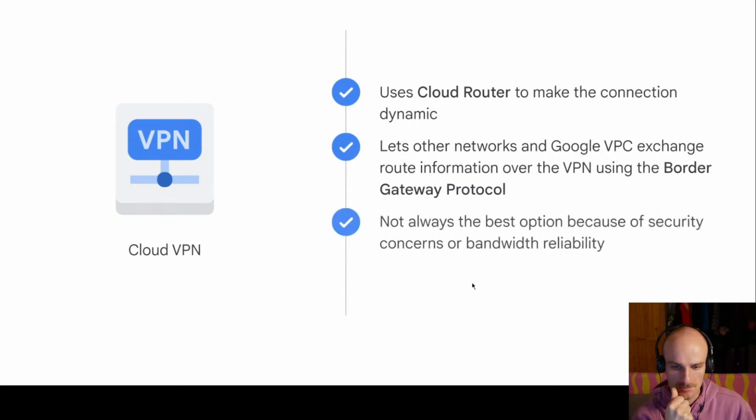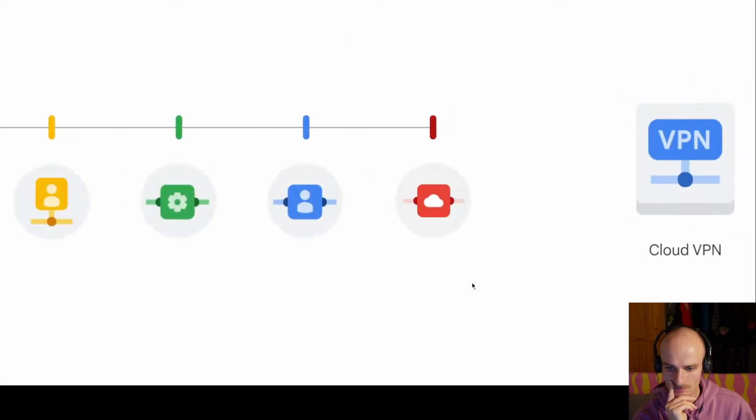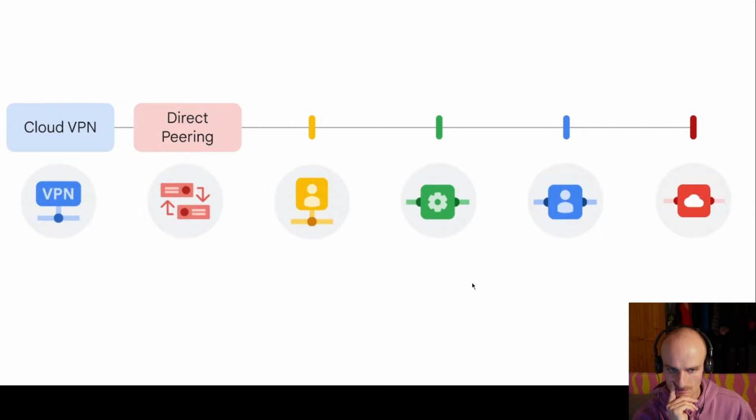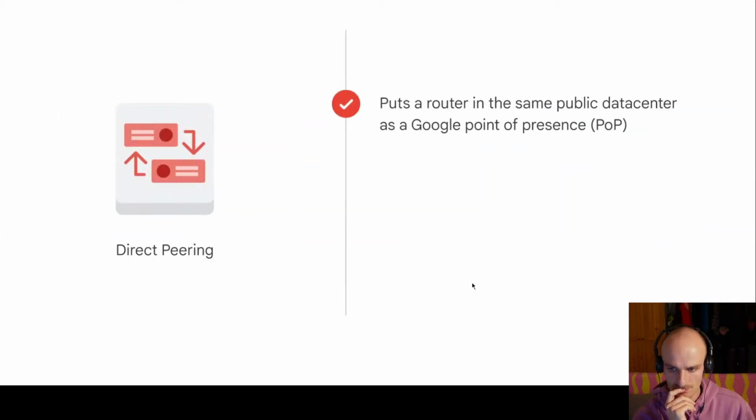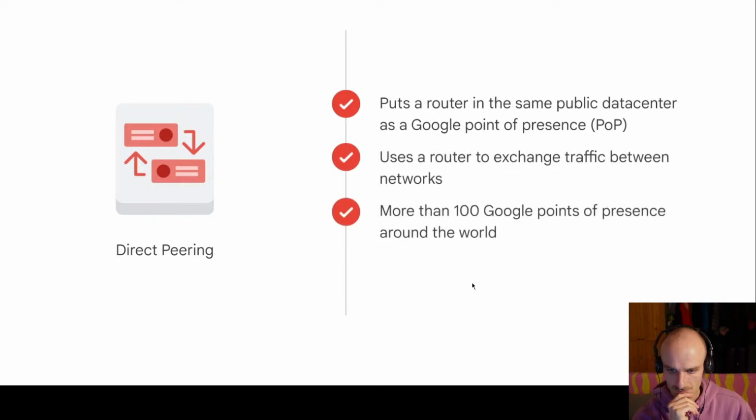But using the internet to connect networks isn't always the best option for everyone, either because of security concerns or because of bandwidth reliability. So a second option is to consider peering with Google, using direct peering. Peering means putting a router in the same public data center as a Google point of presence and using it to exchange traffic between networks. Google has more than 100 points of presence around the world.